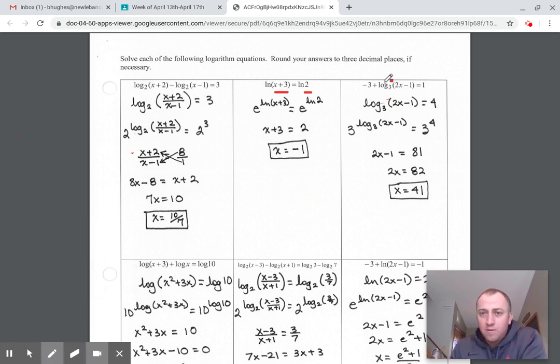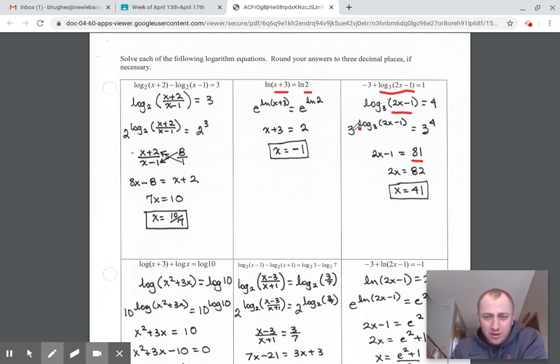This next one here, isolate the logarithm by itself. So I would need to add 3 to both sides. And then basically all I would have to do from here is just rewrite it as an exponential equation. 3 to the fourth power is 81. And then it's going to be equal to my argument, 2x minus 1.